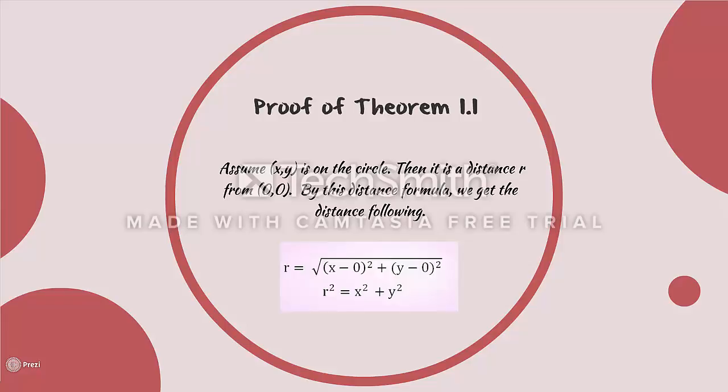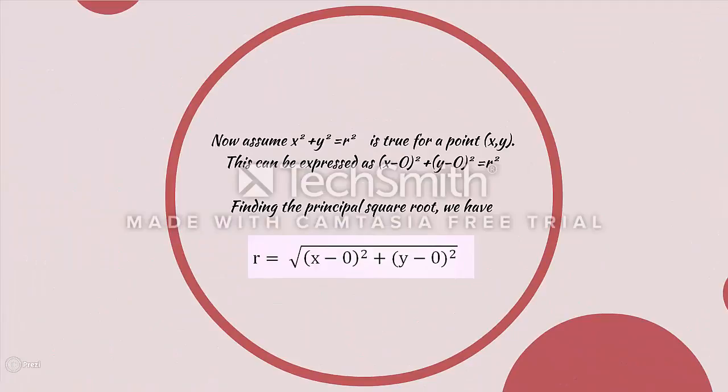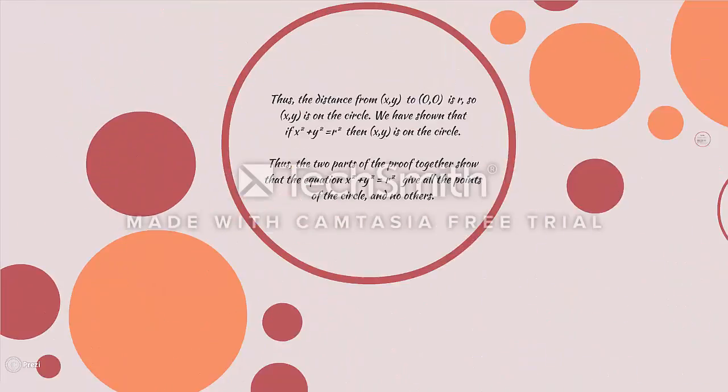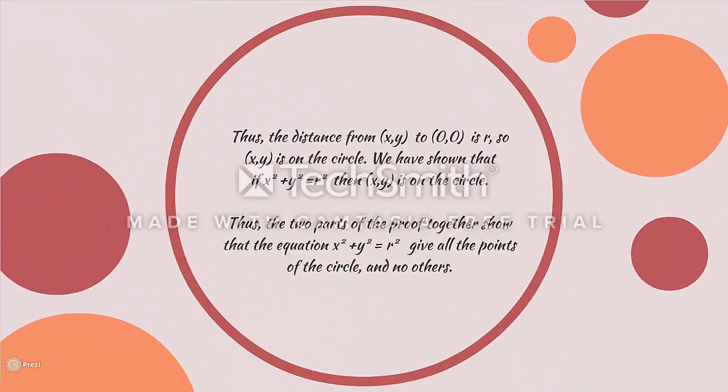We have now shown that if point (x, y) is on the circle, then x squared plus y squared equals r squared. Now assume x squared plus y squared equals r squared is true for a point (x, y). This can be expressed as quantity x minus 0 squared plus quantity y minus 0 squared equals r squared. Finding the principal square root, we have the square root of quantity x minus 0 squared plus quantity y minus 0 squared equals r. Thus, the distance from point (x, y) to point (0, 0) is r. So point (x, y) is on the circle.